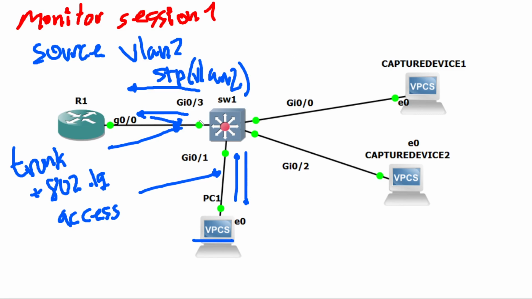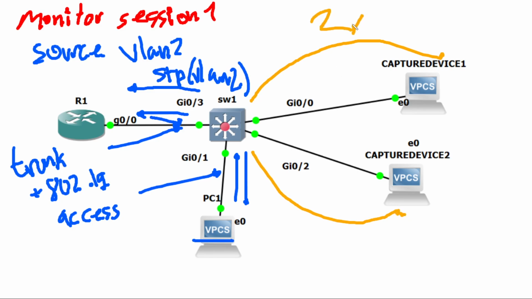We are going to create a copy of all that traffic, and we are going to send that copy to this capture device and to this capture device. So we will have two destination interfaces. This will be one destination interface. This will be another destination interface for the same monitor session.